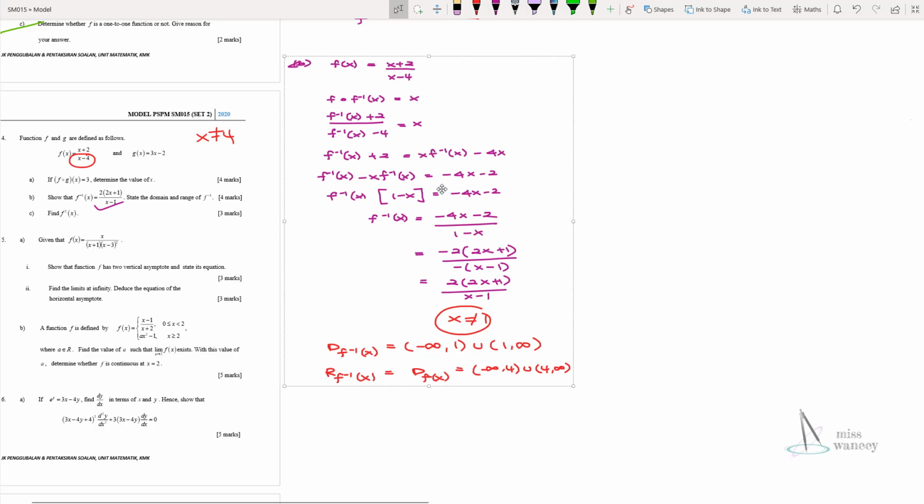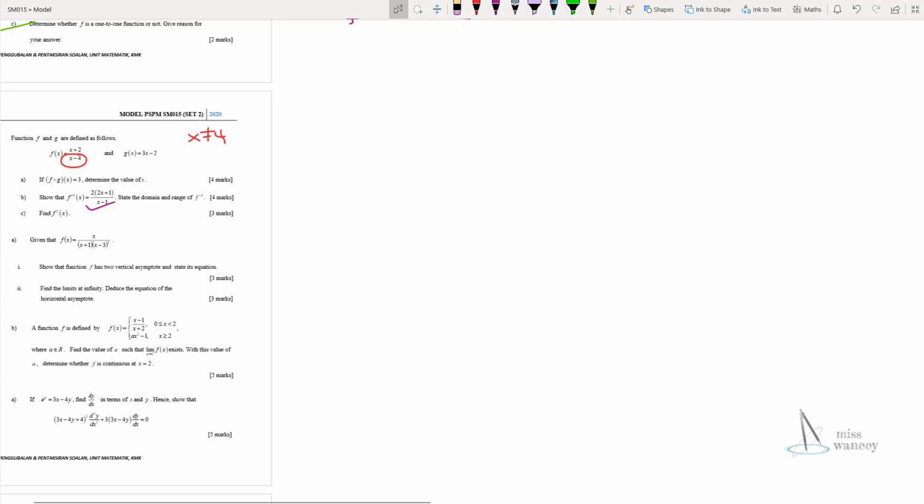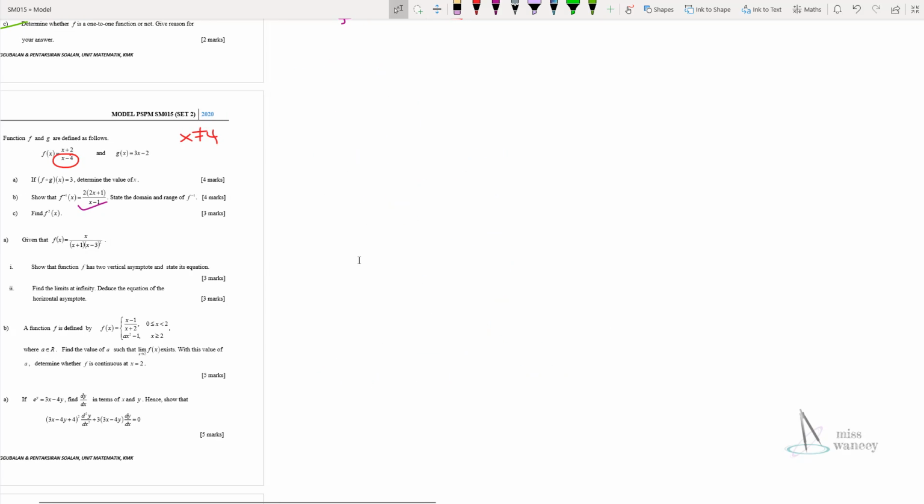Okay, so let us do the C. Okay, so C, find f squared. So C, f squared of x. So this is f composite with f of x. Okay, so f inside the f. So we are going to get (x plus 2 over x minus 4) plus 2, over (x plus 2 over x minus 4) minus 4.